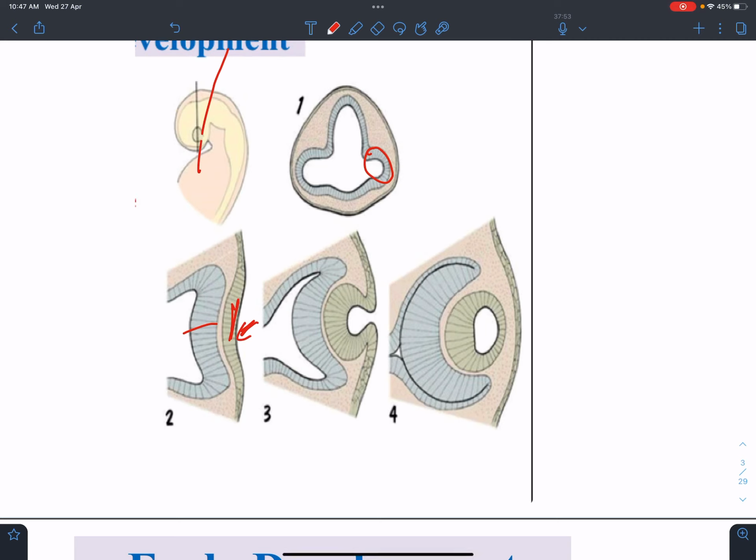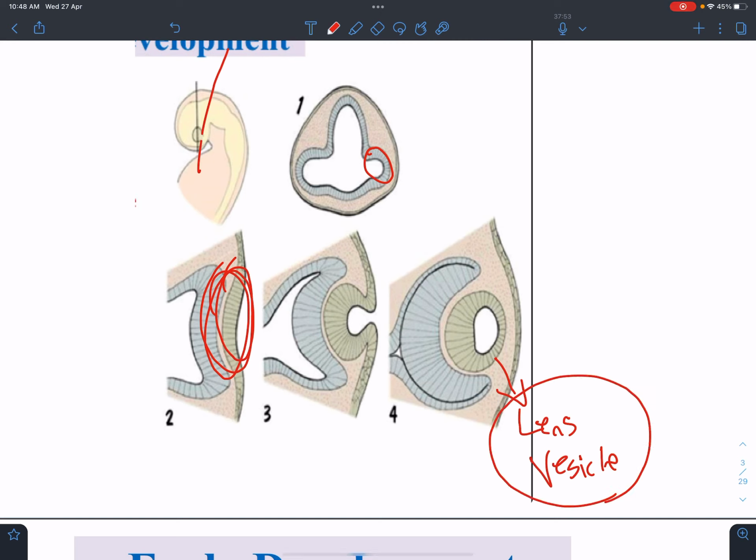As we continue, if we focus on the lens placode, it starts to invaginate as well, not just the optic vesicle. It invaginates in this direction until it separates itself from the surface ectoderm and forms a new structure. This circular structure will not be the lens placode anymore; it's known as the lens vesicle. So the lens placode, separated by invagination, gives you the lens vesicle. This lens vesicle is your derivative of the lens. It is going to give you the lens of the eye.